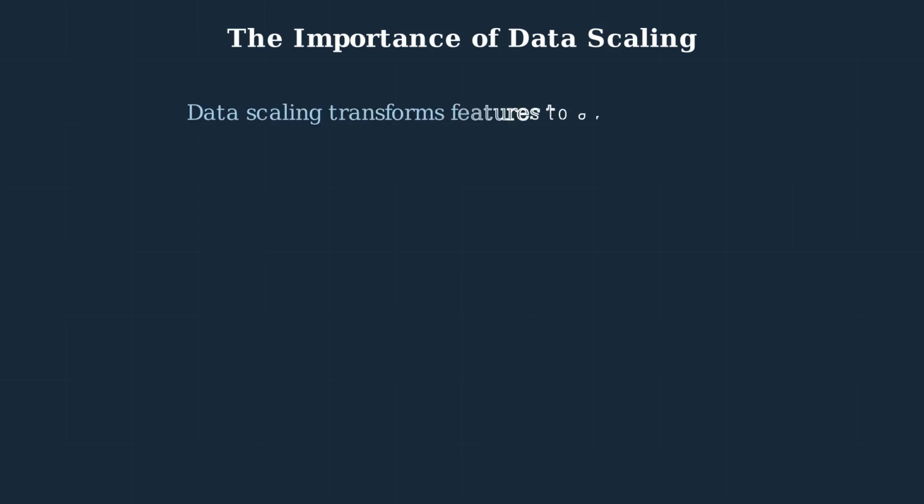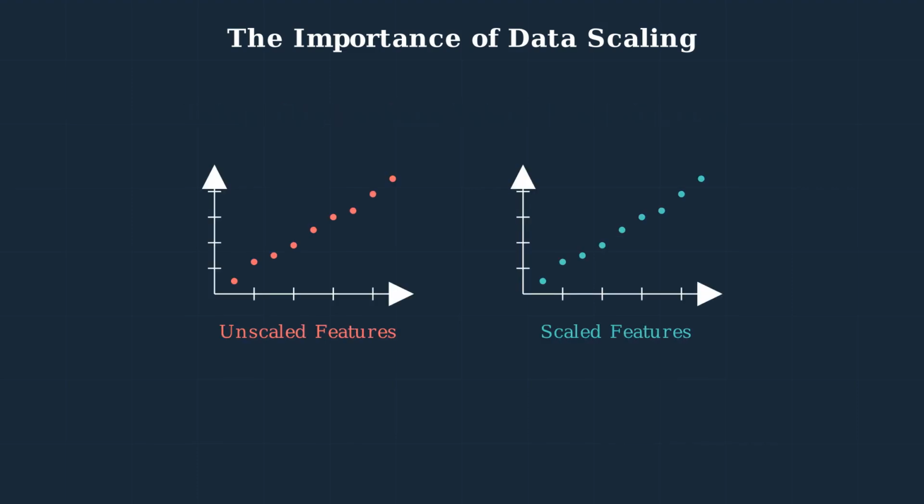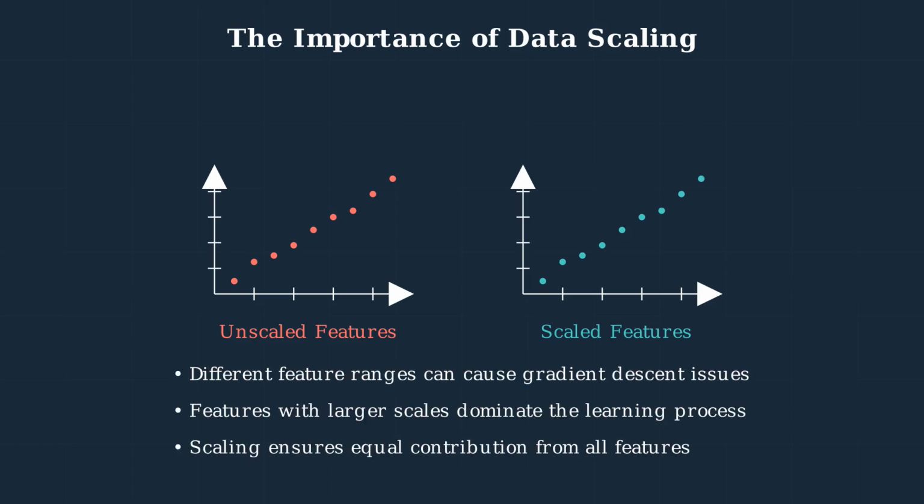Data scaling is a critical pre-processing step in logistic regression that transforms features to a similar range. When features have drastically different scales, it can cause several problems for model training. Without scaling, features with larger ranges dominate the learning process, while smaller scale features barely contribute to model updates.